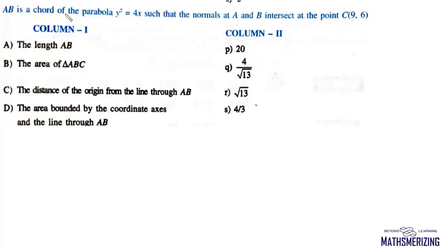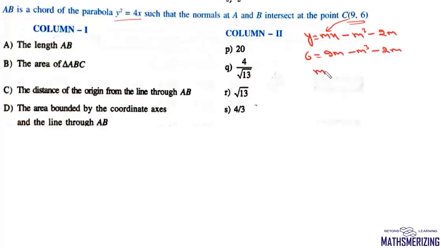Now here the question is, AB is the chord of the parabola y square equals 4x such that normals at A and B intersect at a point C (9, 6). So for this parabola, if we write the equation of normal, it will be y equals mx minus am cube. Now a in this case is 1, so it will be simply m cube minus 2m. Now it will pass through this point (9, 6). So here y is 6 and x is 9, so it will be 9m minus m cube minus 2m.